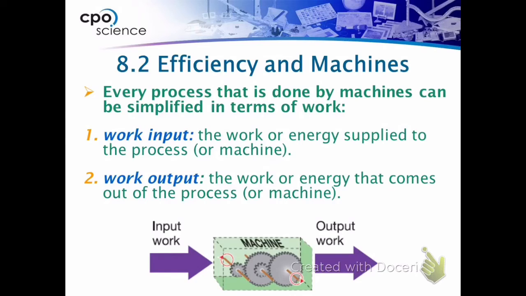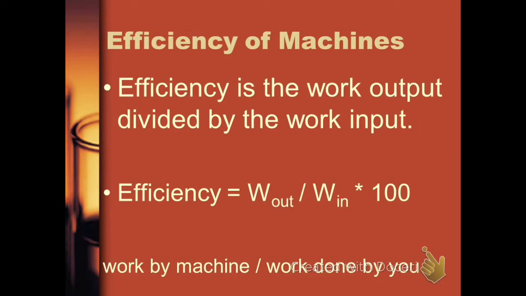Now, when you do work with a machine, we need to think about something called efficiency. You need to look at work input, which is the work or energy that you supply to the machine to make it go, and the work output, which is the work or energy that comes out of the process, what the machine does for you. The efficiency of a machine is defined as the ratio of work output divided by the work input. And to make it a percent, which is what efficiency is, you're going to multiply it by 100 after you divide the work output by the work input.